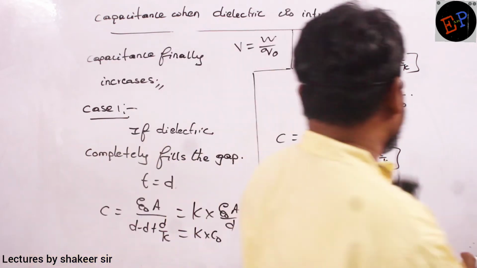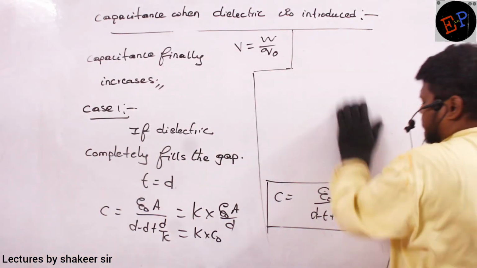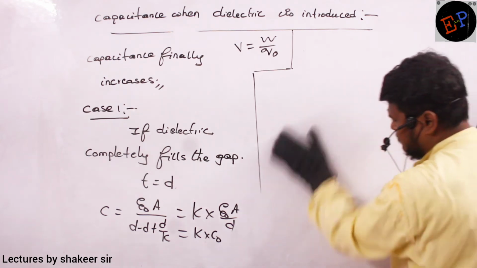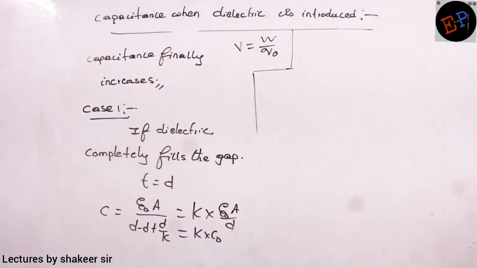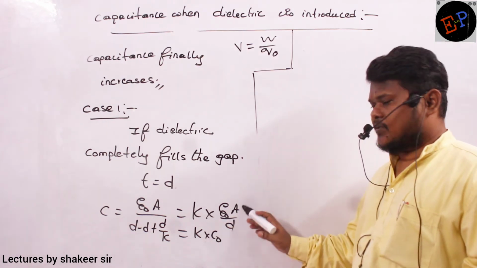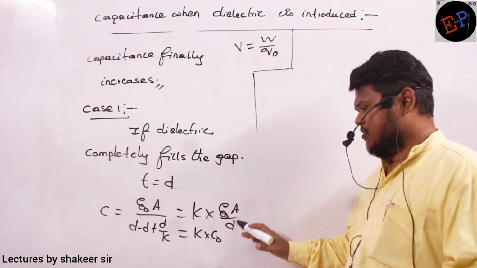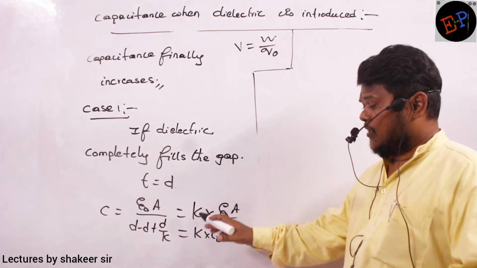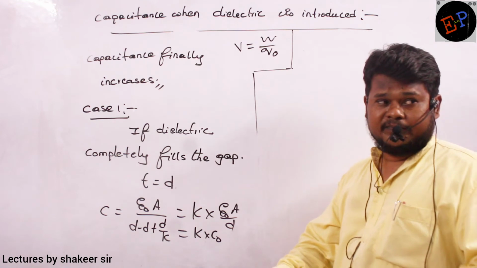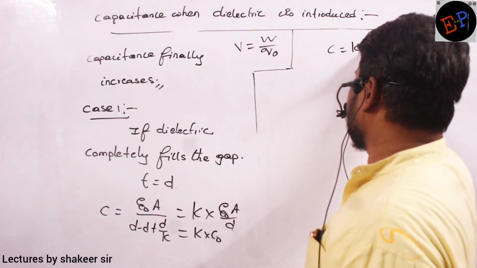Okay, what is C naught? C naught means capacitance without any dielectric. If there is no dielectric, then epsilon naught A by D is the capacitance, no? When only air or vacuum is present, this is the equation. But when dielectric is completely filling the gap, then what is the capacitance I got? I got a capacitance equal to K into C naught.